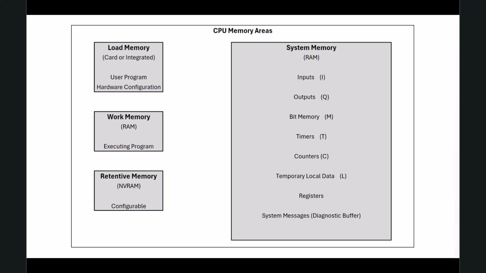The system memory area is also implemented as RAM. Your process image input table and process image output table are stored in the system RAM. Inputs would be designated by I, outputs would be designated by Q addresses. Your bit memory would be M addresses. Your SIMATIC timers and counters would be T and C addresses. Your local data or temporary local data would be L addresses. There are also registers stored in the system memory, and system messages in the form of the diagnostic buffer.